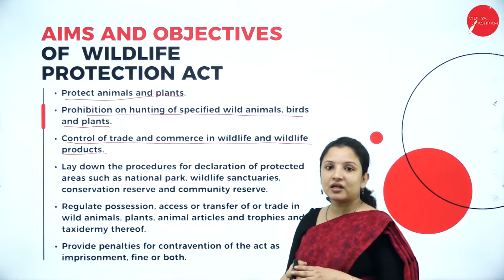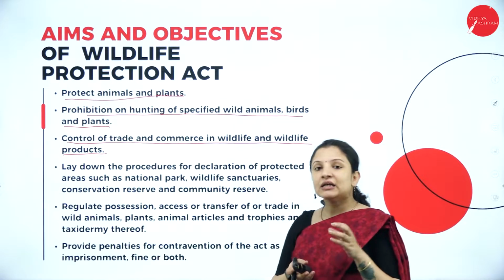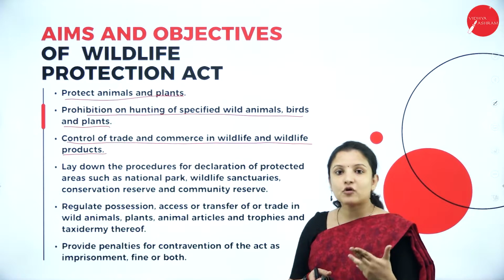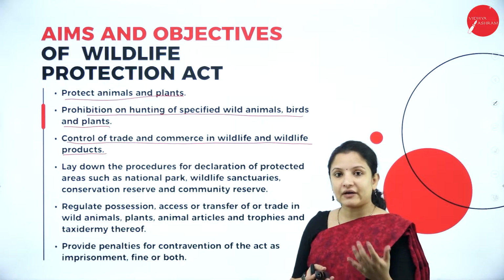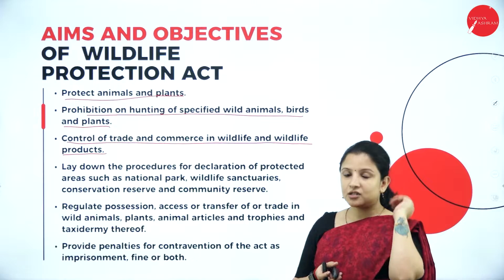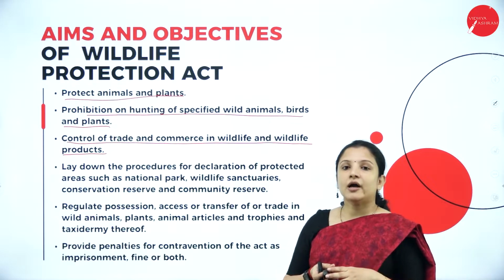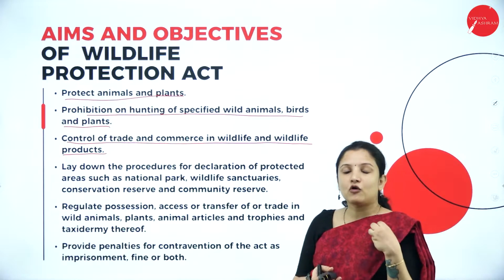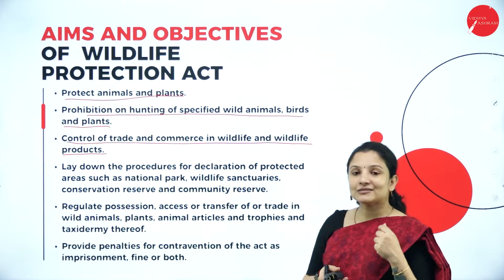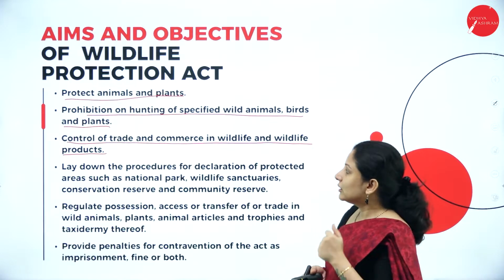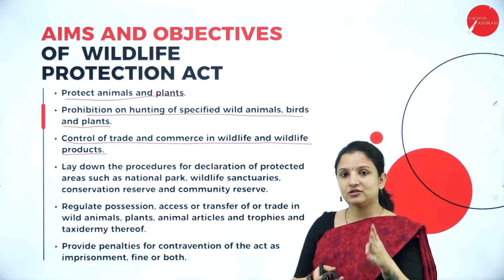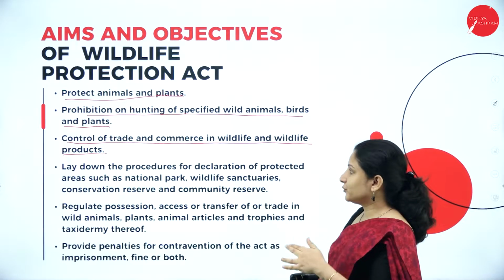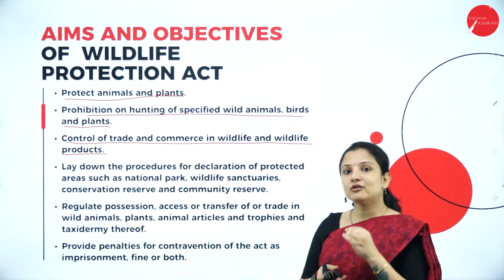So people are crazy over wildlife products, right? It means that there's something great if they have some natural wildlife product in their house. Say for example, if they have the tiger's claws, if they have the antlers of the deer, and if they have a stuffed animal in their house, they feel somewhat of a pride, but actually it is against the rules and regulations. So therefore, this particular act, that is the Wildlife Protection Act, tries to put a control over the trade and commerce.